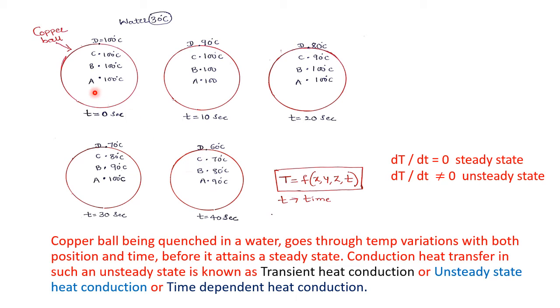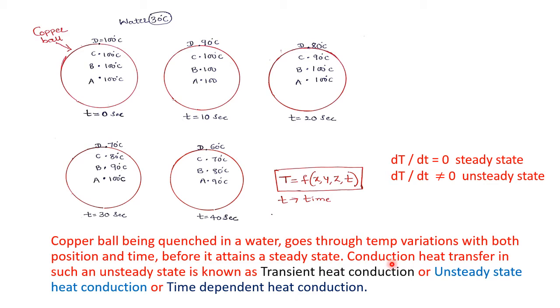At point A it was at 100 degrees centigrade, and after 40 seconds the temperature at point A is 90, and the temperature at point B is 80. So we can tell that temperature T is a function of positions as well as timings. For that purpose I have written here: a copper ball being quenched in water goes through temperature variations with both position and time before it attains a steady state.